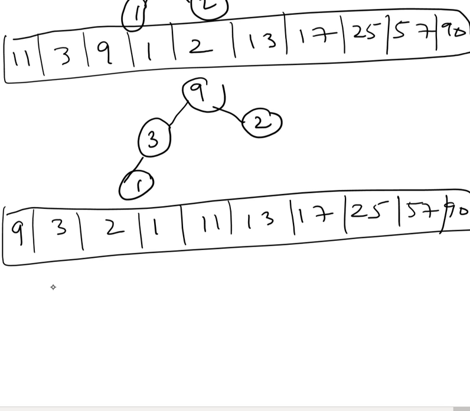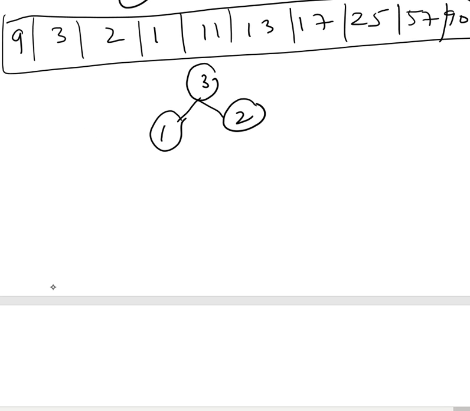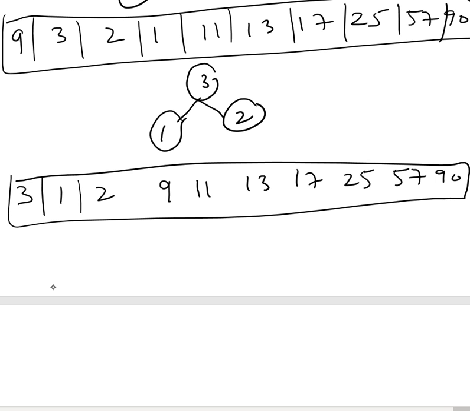Okay, now 9 is removed. 3, 1, 2. The array will be what? 3, 1, 2, 9, 11, 13, 17, 25, 57, 90. Now 3 will be removed. We have only 2 and 1.